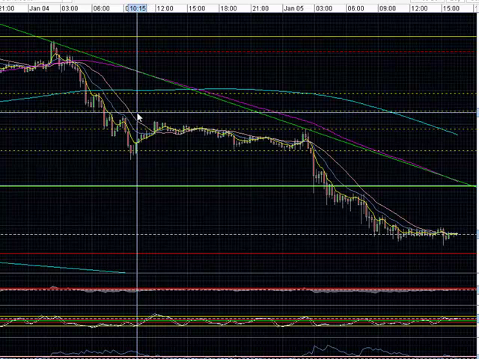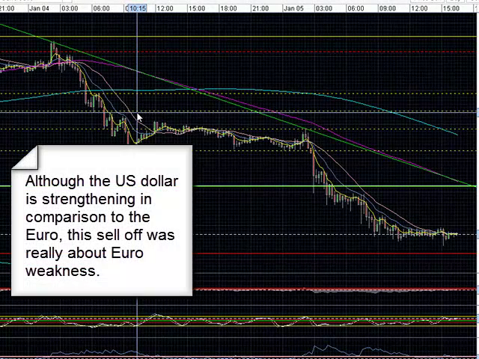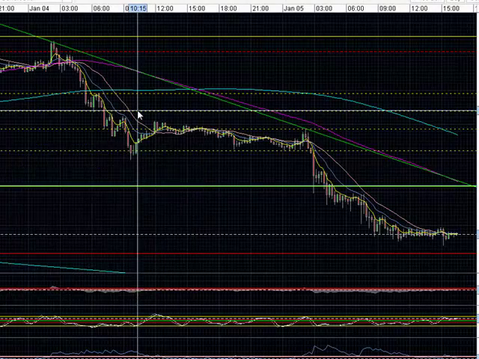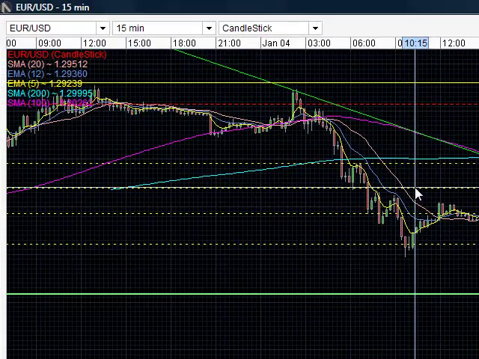And although we're seeing the dollar strengthen in this pair, this is more of a story about euro weakness because the euro has been falling across multiple euro crosses like the euro CAD, the euro Aussie, and the euro yen. So then this story is primarily about euro weakness and concerns over eurozone debt in particular.